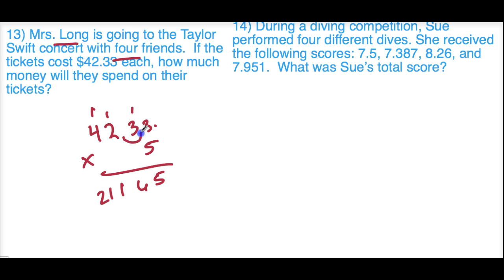So I need to find my decimal. It's 2 places in my place over here. So that's going to be $211.65 for the total amount of tickets.